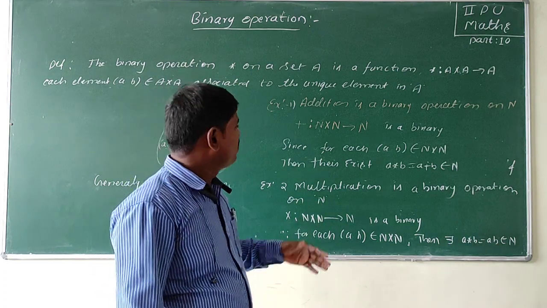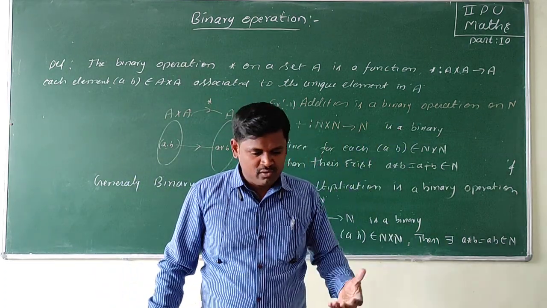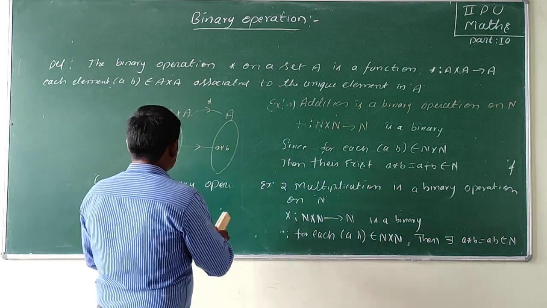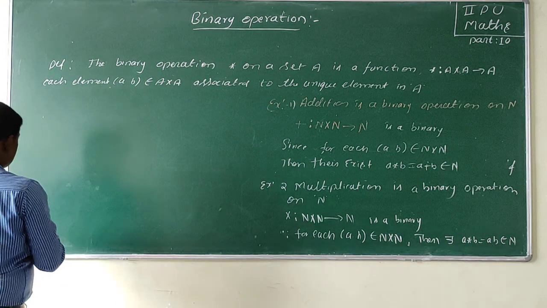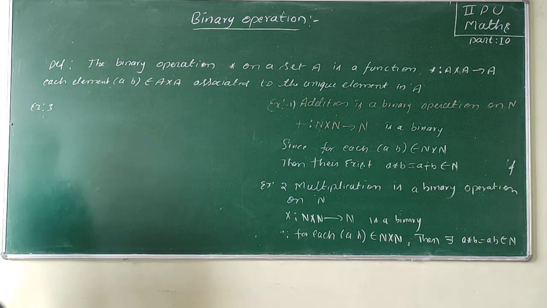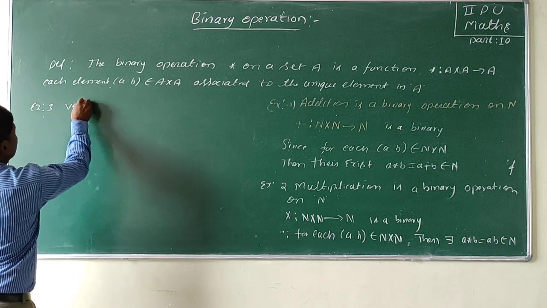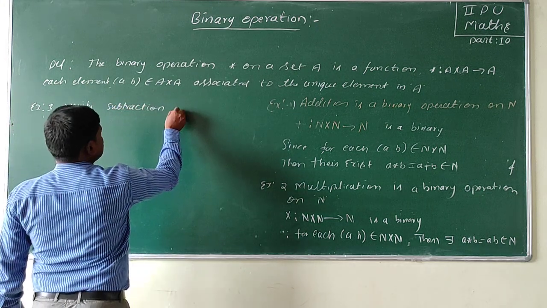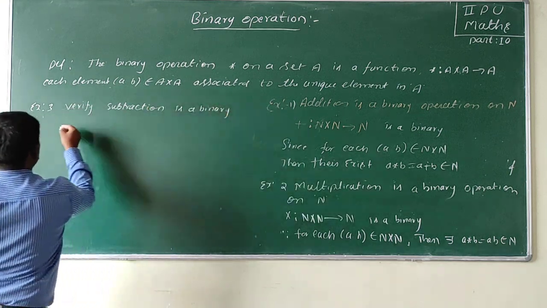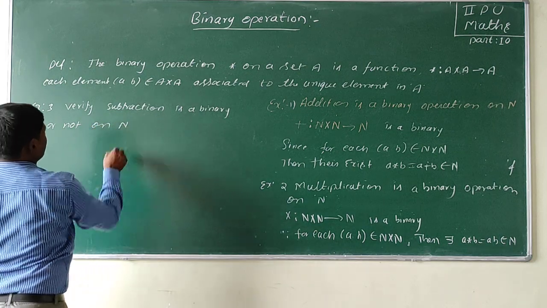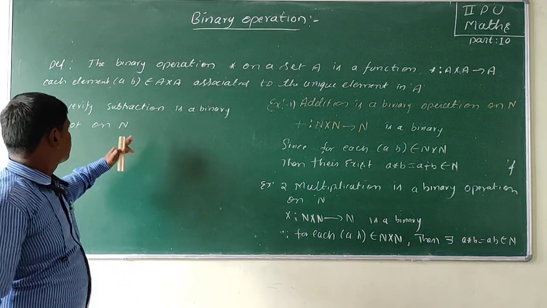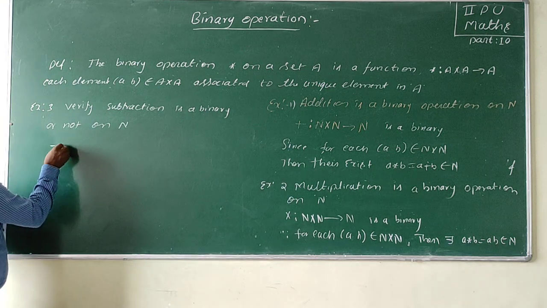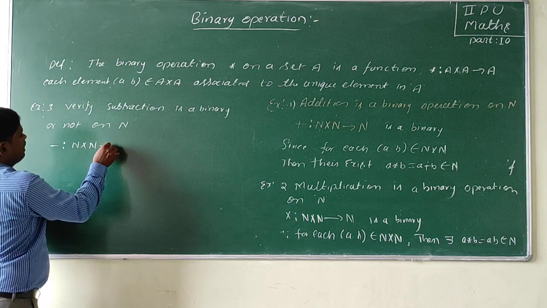So what happens if we take subtraction? Suppose instead of taking addition and multiplication, we take subtraction. Let's take example 3: verify whether subtraction is a binary operation or not on N. Subtraction is defined as a mapping from N cross N to N.